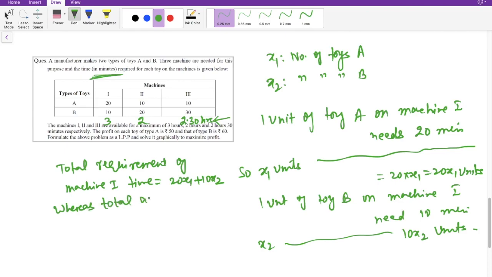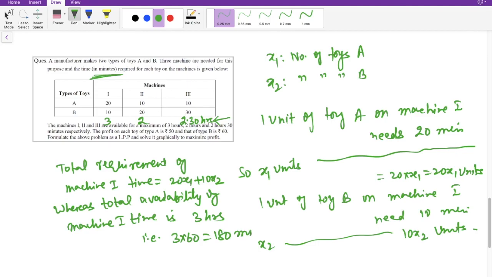whereas the total availability of machine 1 time is 3 hours, that is 3 into 60, that is 180 minutes. Since the consumption is given in minutes, the supply should also be taken in minutes. They are saying machine 1 is available for a maximum time of 3 hours. It means you cannot exceed 3 hours.